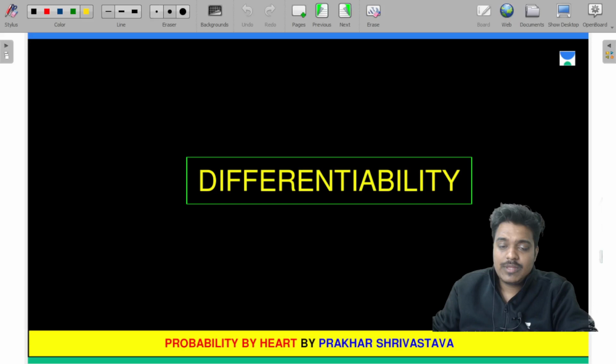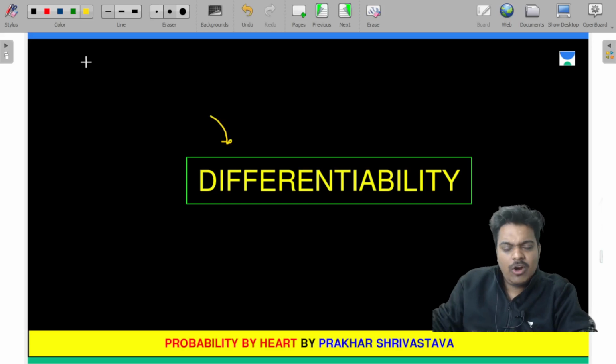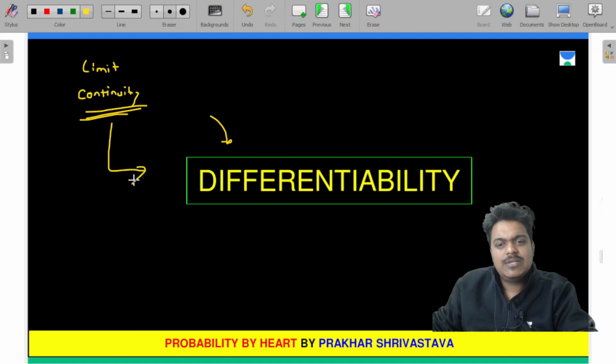So the next topic that we are going to discuss is differentiability. Till now we have discussed limit. We have also discussed the continuity part. And now it is time to discuss differentiability. I'll just give you a brief idea.